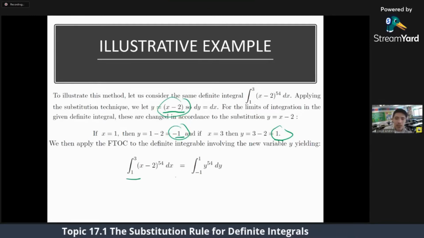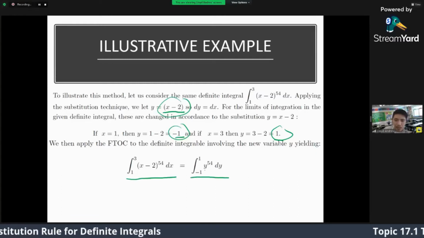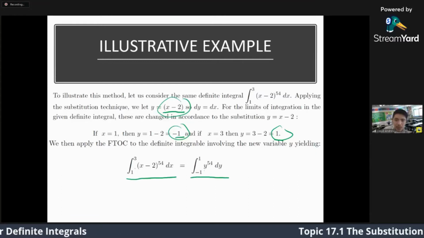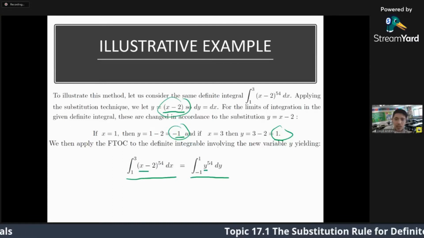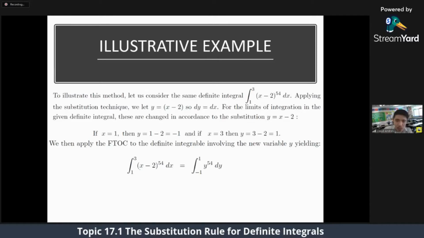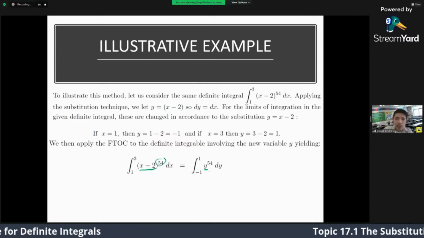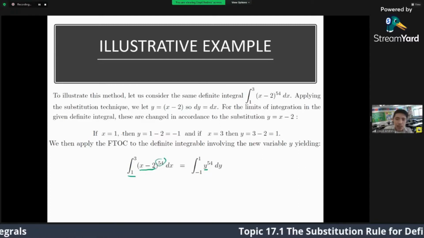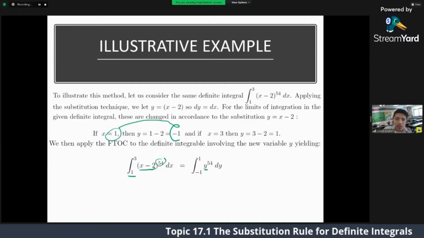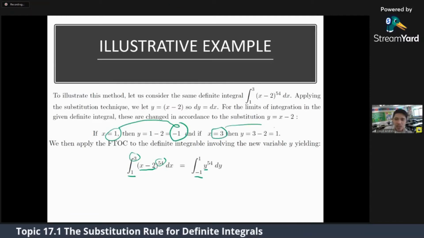From here, the given becomes this. Where did y raised to 54 come from? Because we substituted. Again, we let x minus 2 be y, so the 54 stays. Then the 1, from here, became negative 1. The lower limit is negative 1, while the 3, from here, became 1 by substitution.